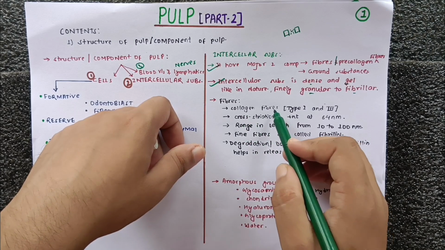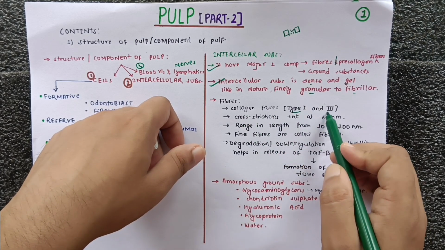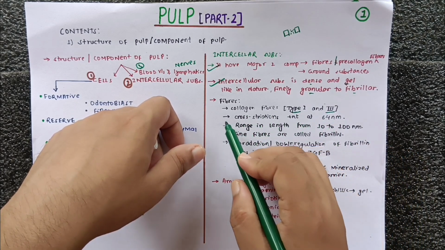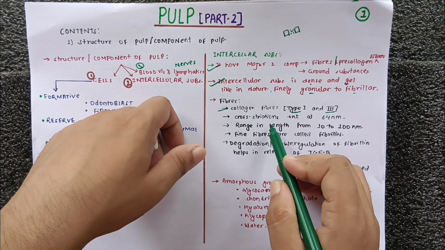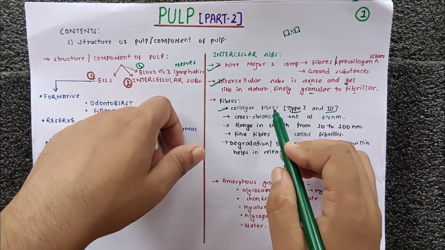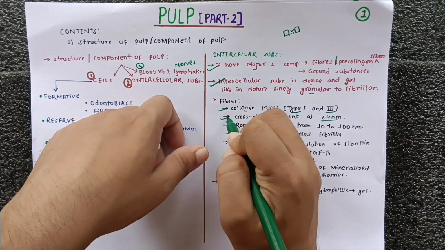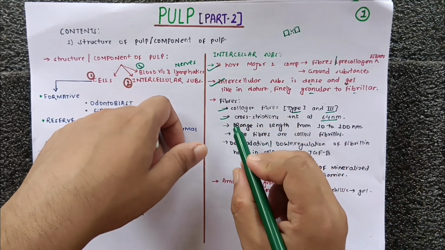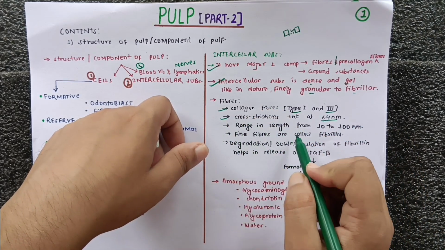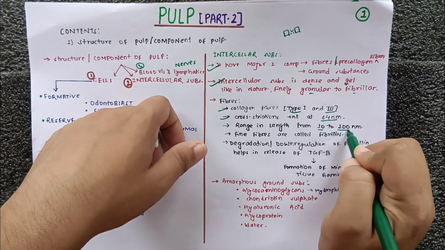Okay, so in collagen fiber we have type 1 and type 3 collagen fiber present here. Similarly, cross striations are also present in those collagen fibers, at a distance of 64 nanometer. Similarly, the length of the collagen fiber ranges from 10 to 100 nanometer.